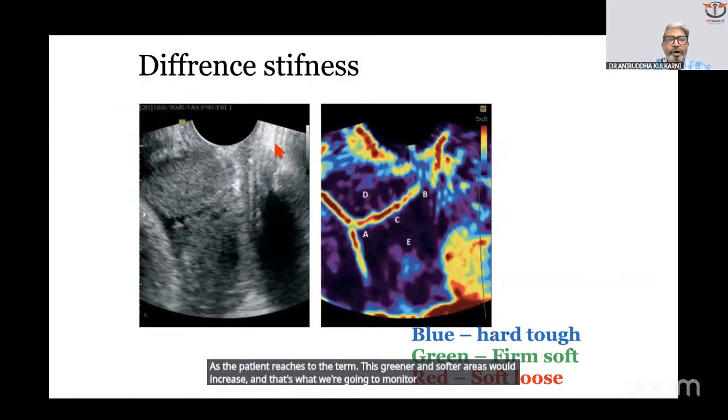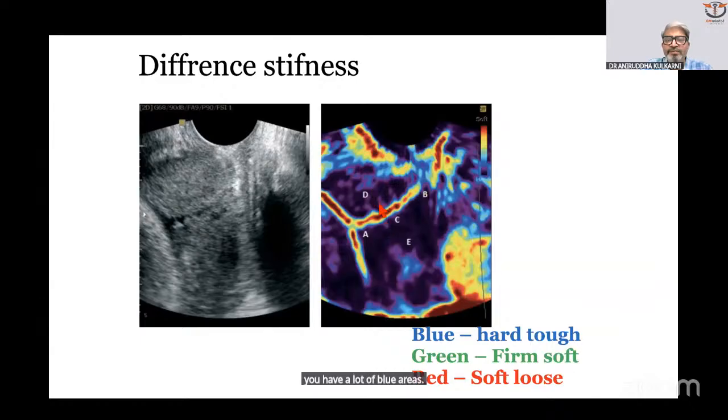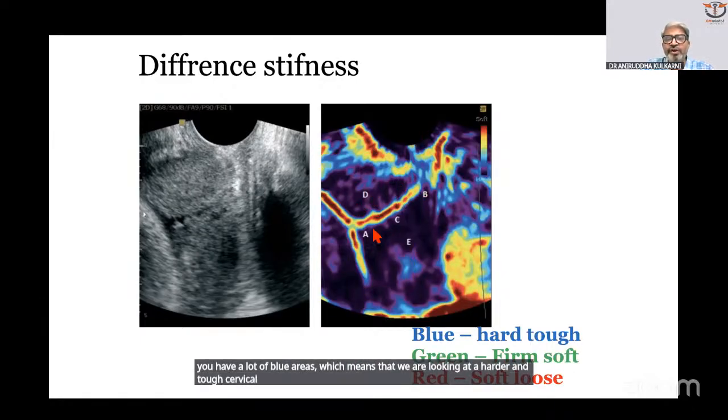So here, obviously, there can be differences in the stiffness. Here, a lot of blue areas, which means that we are looking at a harder and tougher cervical myometrium adjoining the endocervical canal over there, and this endocervical canal is reddish in nature.